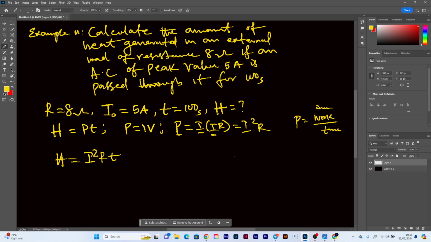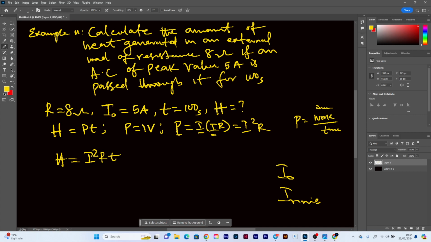Now what you need to understand is what type of I is this? Is it peak, or is it going to be the AC equivalent, DC equivalent I? Which of it is going to be? It's going to be peaks. The second one. What's the second one?